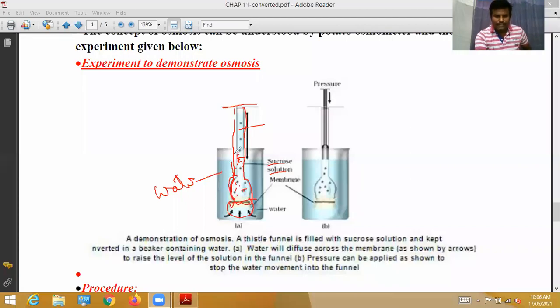Without disturbing, they have kept it aside for a few minutes. After some time, the water molecules concentration is more here, so the solute concentration is less. Since the solute concentration is less, water molecules move from this beaker full of water to the thistle funnel. See, this arrow mark is clearly given.